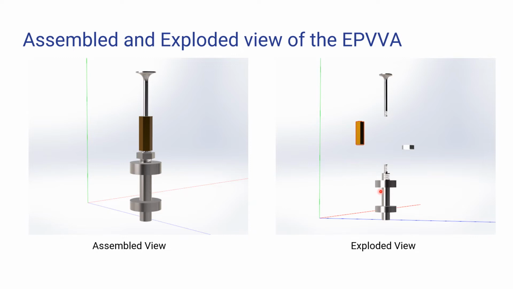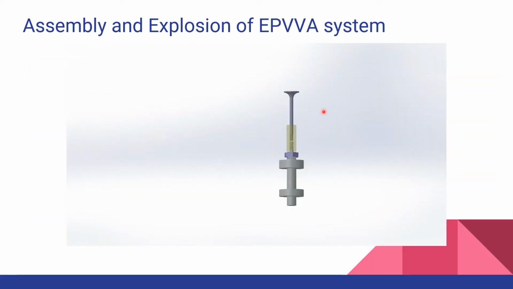This is the actual double acting actuator. This is the poppet valve. The poppet valve and the double acting actuator are joined to each other using this brass connector. This connector can also be made of mild steel, but for this project we use brass. This is the fixture nut. It is used to rigidly attach the assembly to a surface to carry out the experiments. This is the video of assembly and explosion of the EPVVA.